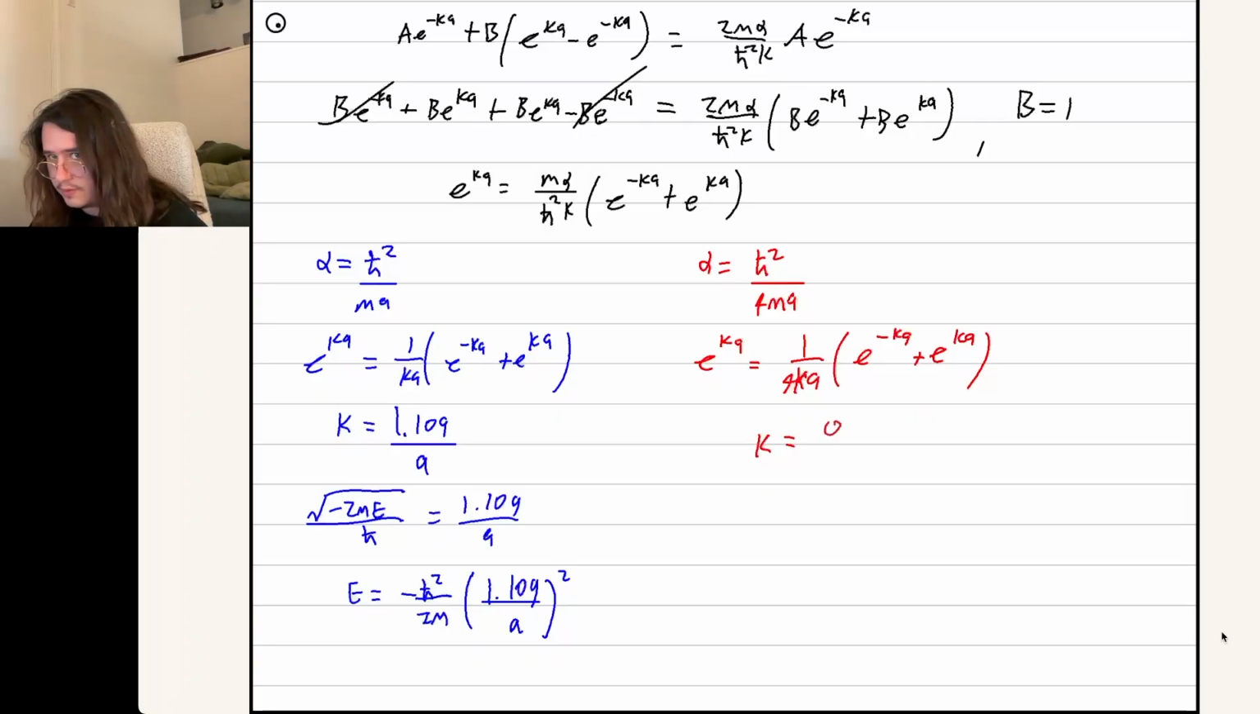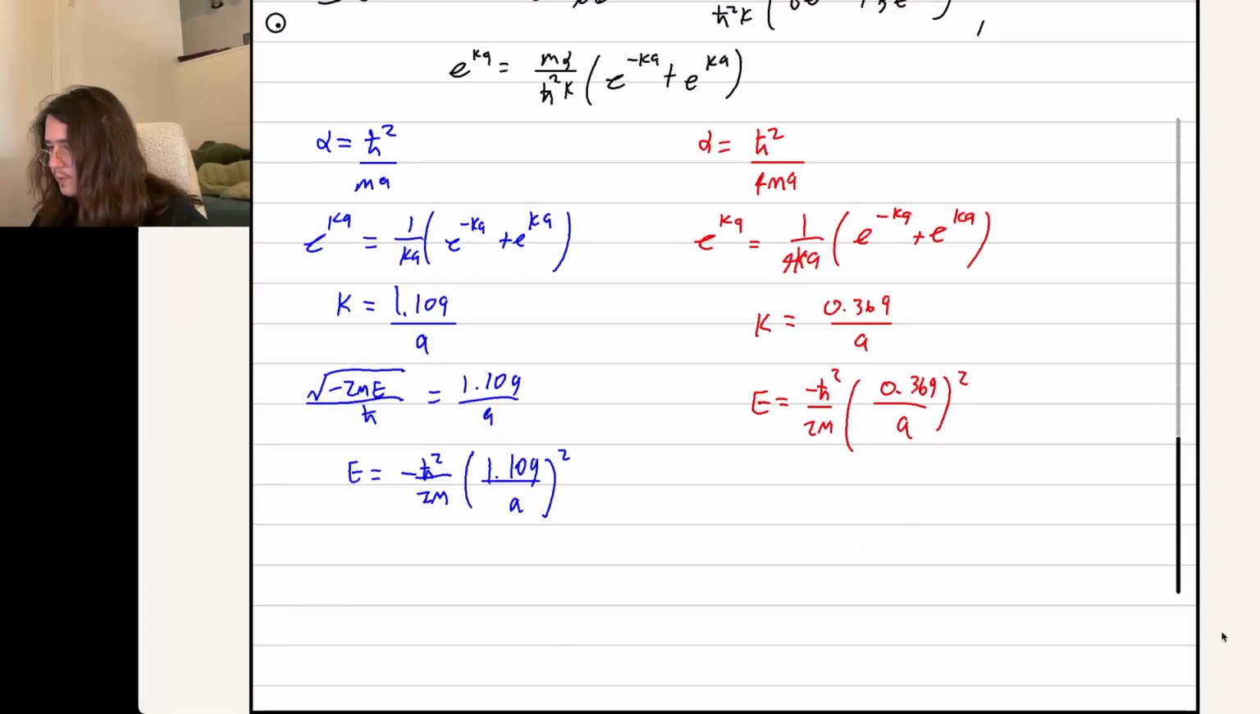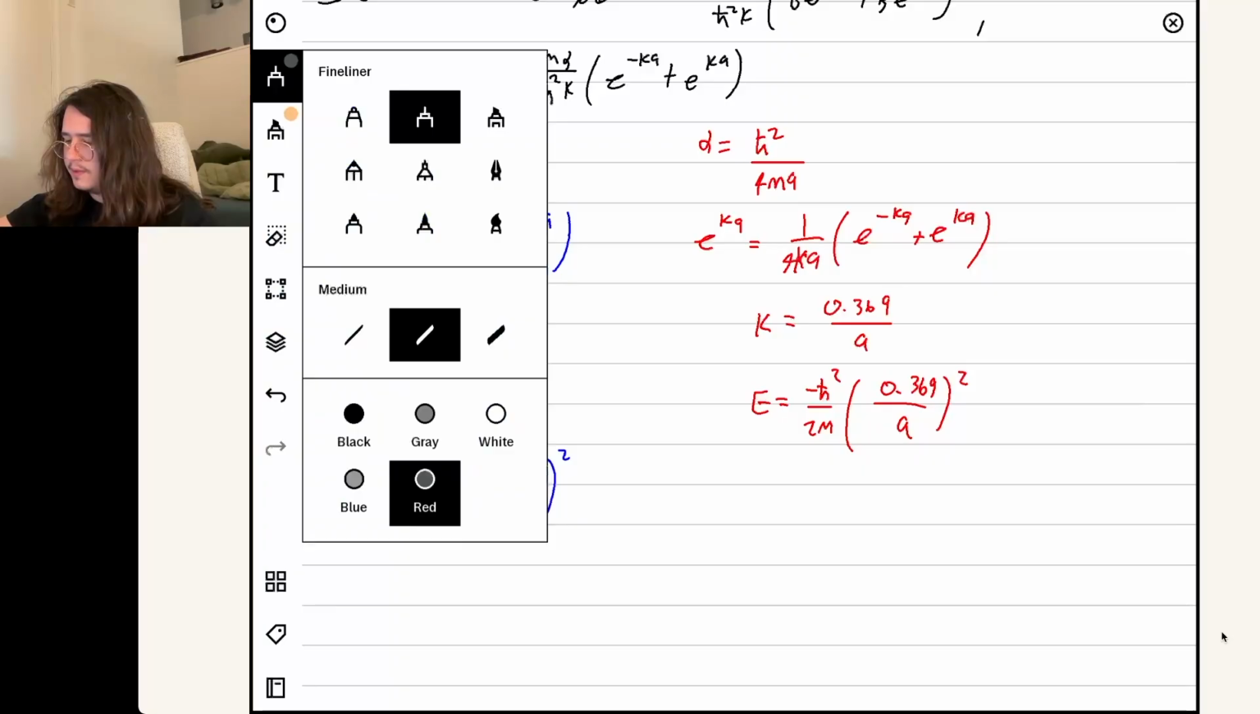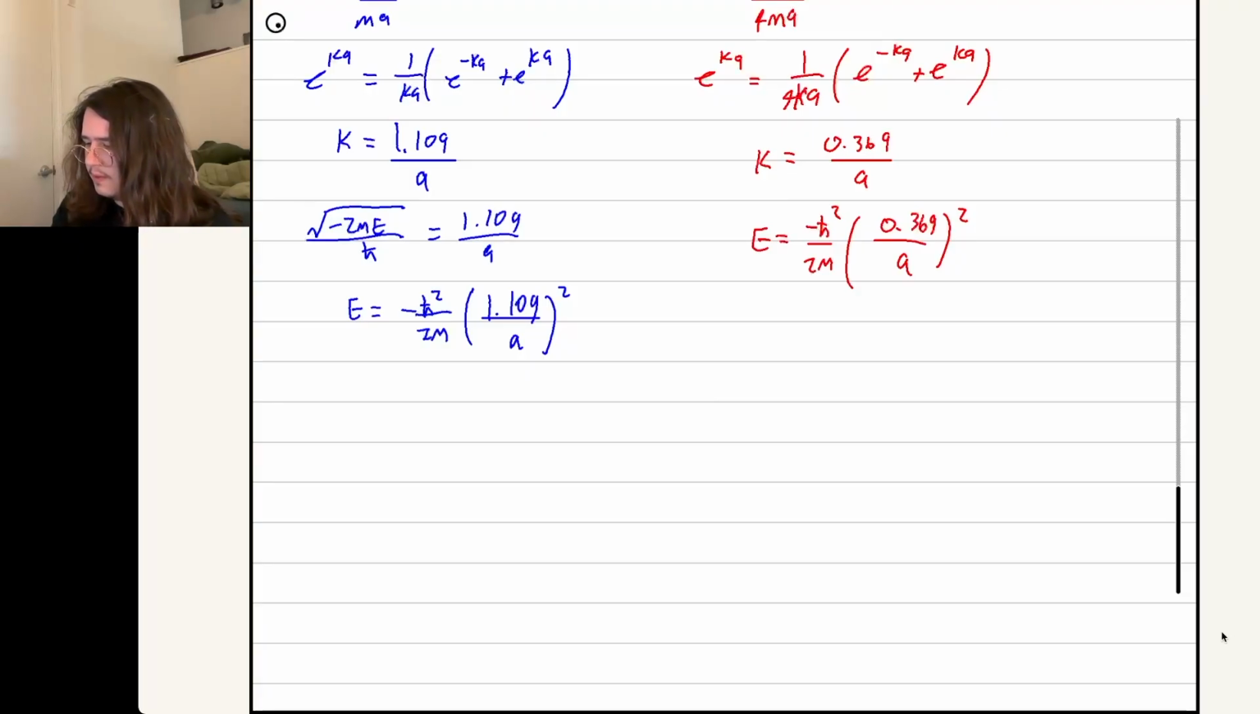And then, again, you can't really solve this analytically, but you can get a computer to solve it for you. And I got 0.369 over a for the wave number, and then the energy will now just be minus h bar squared over 2m times 0.369 over a squared. And we can actually plot these solutions, but I'm not going to do it yet. I'd rather go ahead and get the odd parity solutions for the wave function.